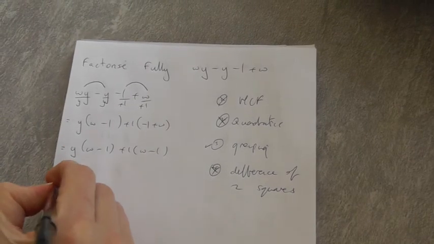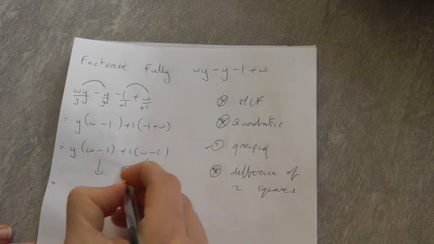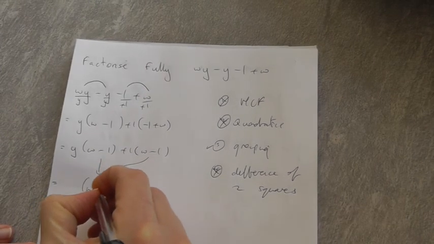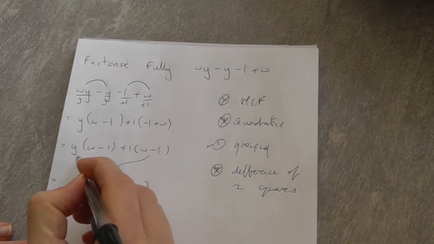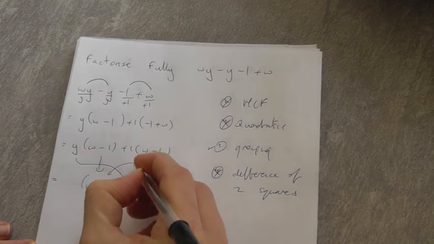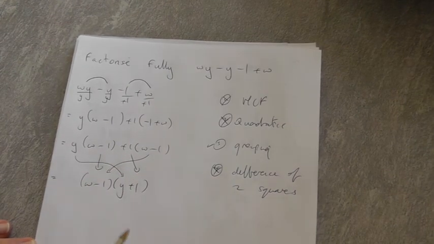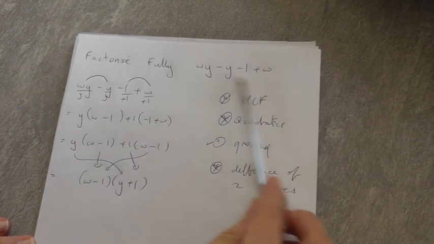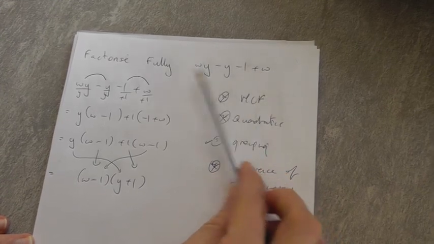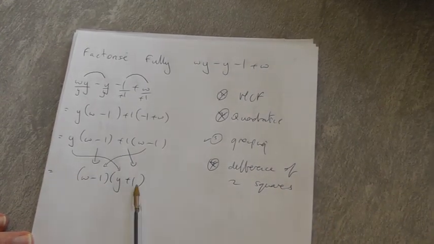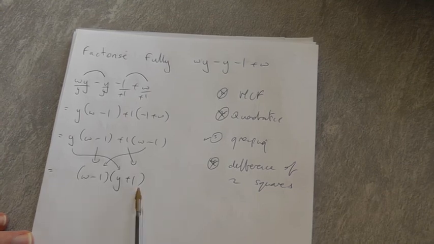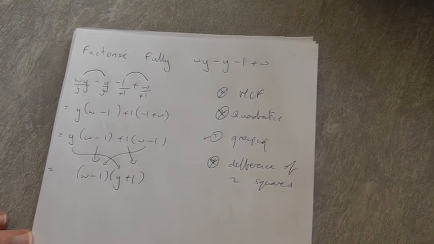So to finish this off, I'm going to write the 2 brackets as a single bracket, since they've been grouped. Open a second bracket, and y goes here, and plus 1 goes here. And I have effectively grouped this expression into these 2 brackets, and it has been fully factorized using the grouping technique, and that is the question finished.